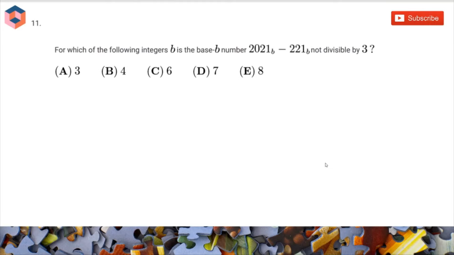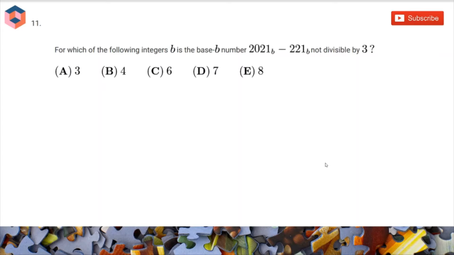Bases. Now, if you don't know how to deal with bases, I have a video on that. It can give you a nice introduction, although an introduction might not be enough for this question. For which of the following integers b is the base b number 2021 in base b minus 221 in base b not divisible by 3? So we'll use the place value system to solve this question.